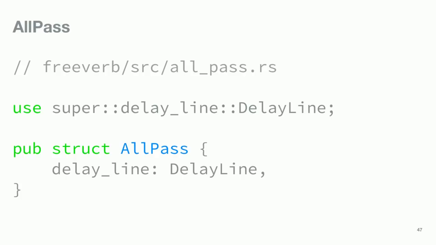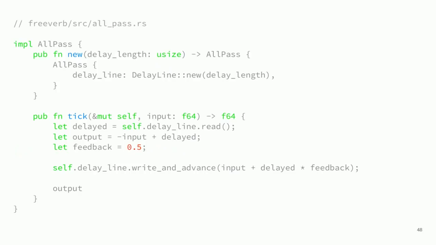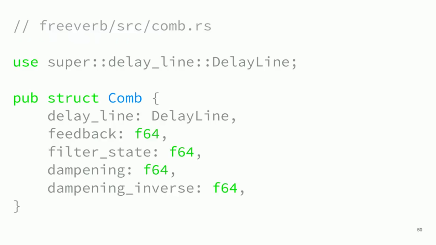The all-pass filter, well, we're going to create a new module, allpass, and use the delay line that we've just created, stick it in a struct. That's all the all-pass needs, is a delay line. Then we initialize it, and the tick function is like reading a value out, mixing it with the input, like applying some gain, and then putting it back in the delay line. And it's all-pass-ish, I think, is how it would be described. It's not exactly an all-pass, but it's what the Freeverb algorithm calls an all-pass.